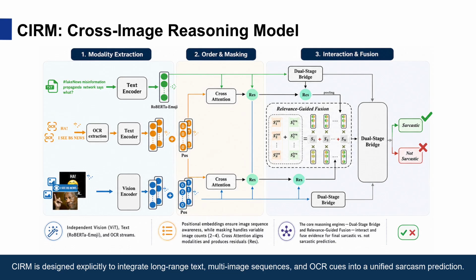To tackle this benchmark, we propose SERM, the cross-image reasoning model. SERM integrates four types of information: the post text, multiple images, OCR cues, and image order. The model first encodes text, OCR, and visual features separately. Then it uses positional encoding and masking to handle ordered image sequences. Finally, it performs cross-modal interaction through two key modules, the dual-stage bridge module and the relevance-guided fusion module.